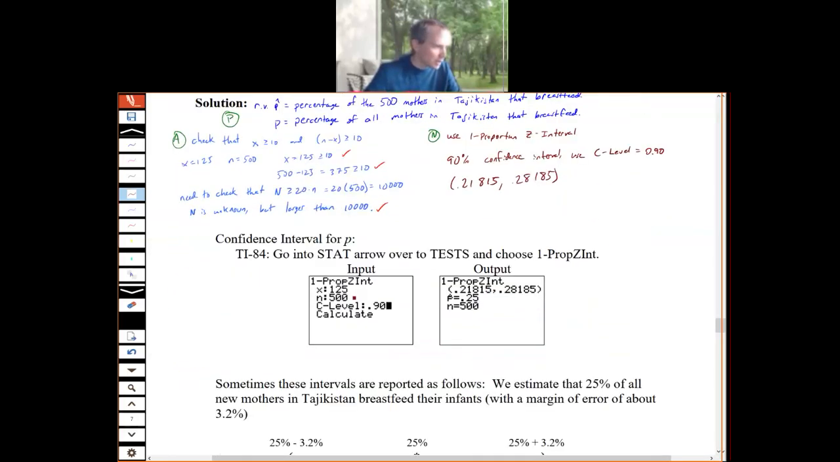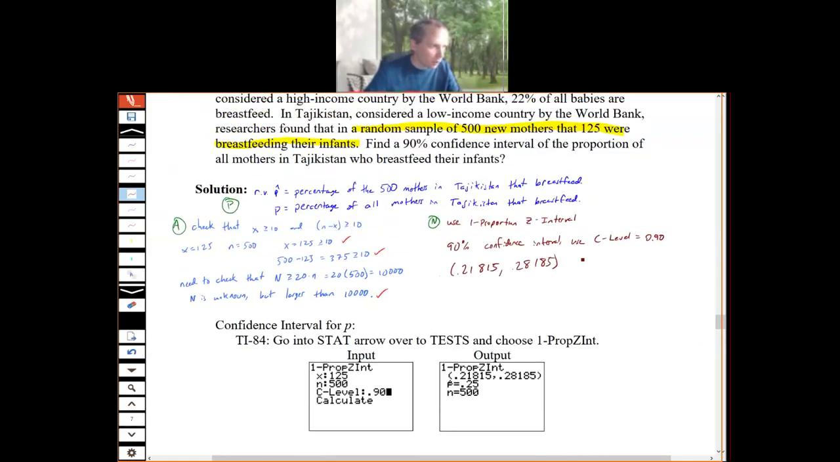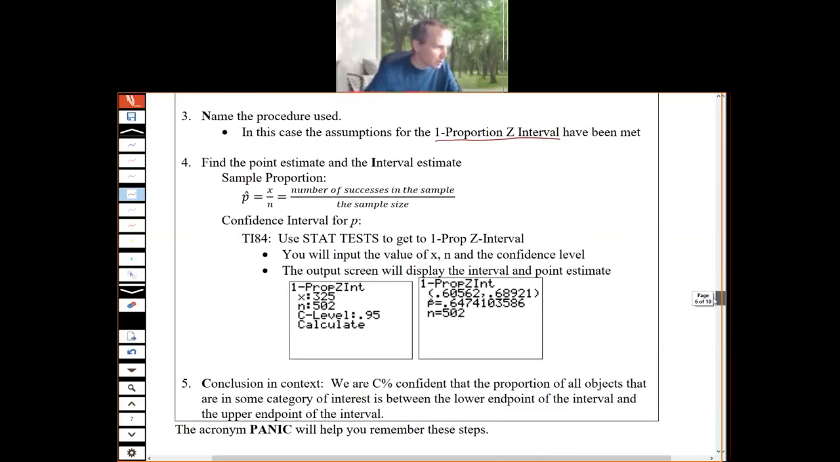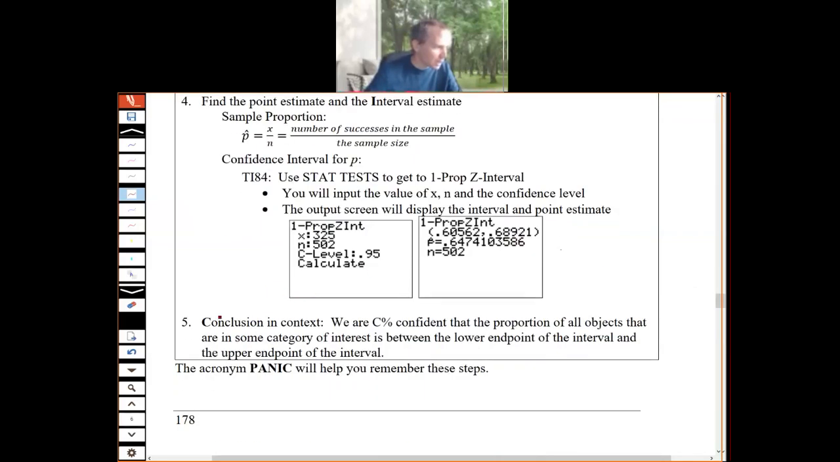All right. So that's the input and the output that we should get. This does not answer our question. What we want to end up with is not just a bunch of crazy numbers. We want to be able to say something in words to answer our question. And that's this last step here.